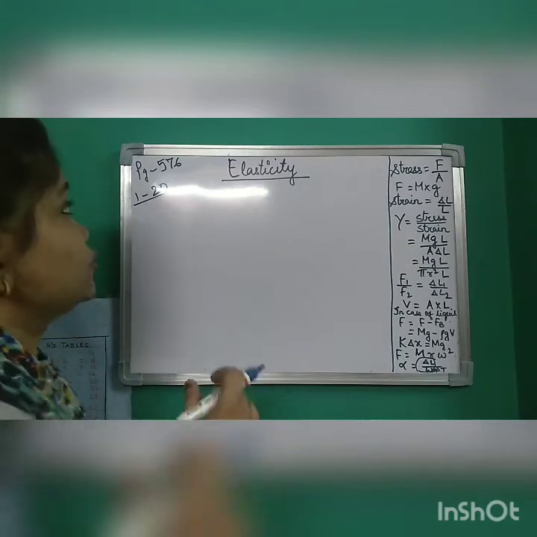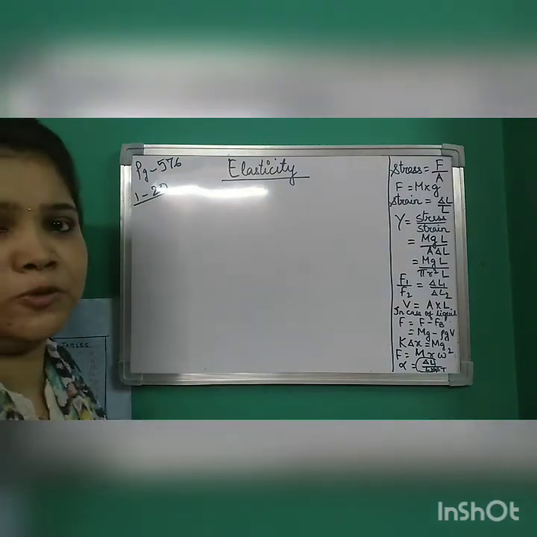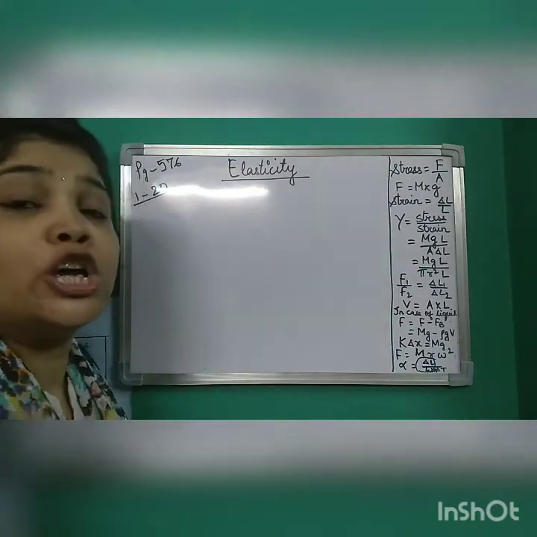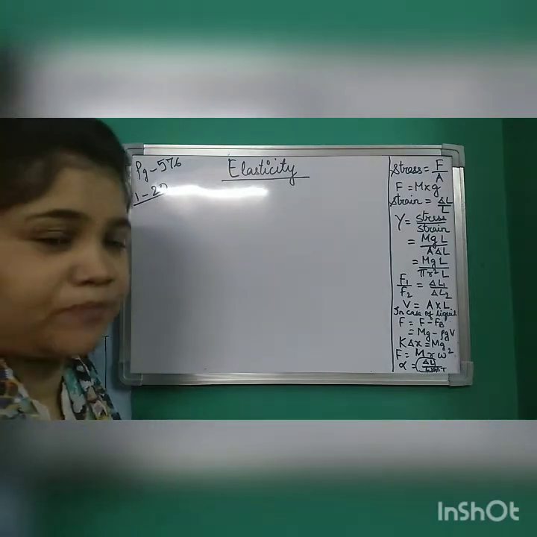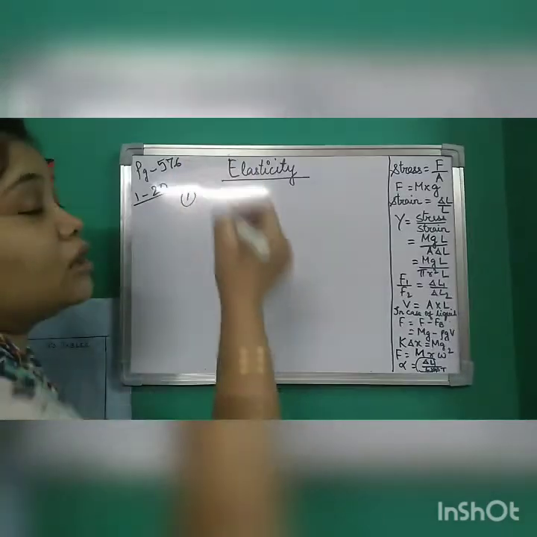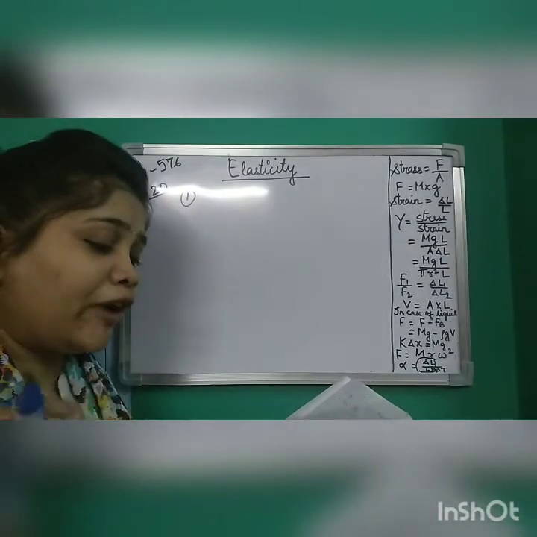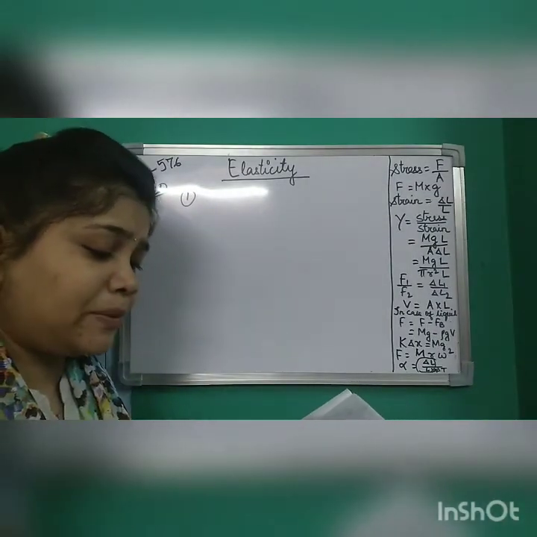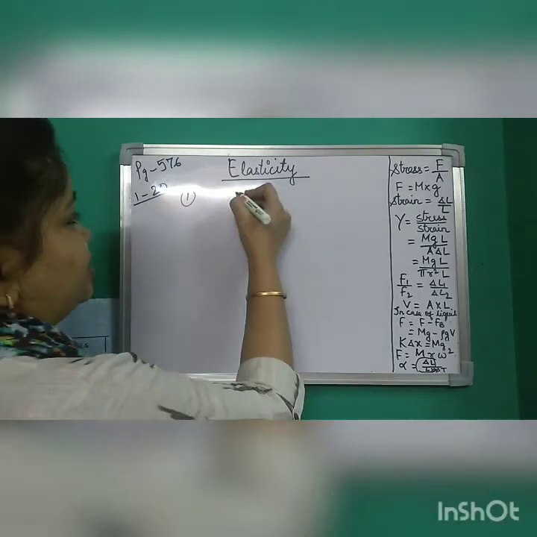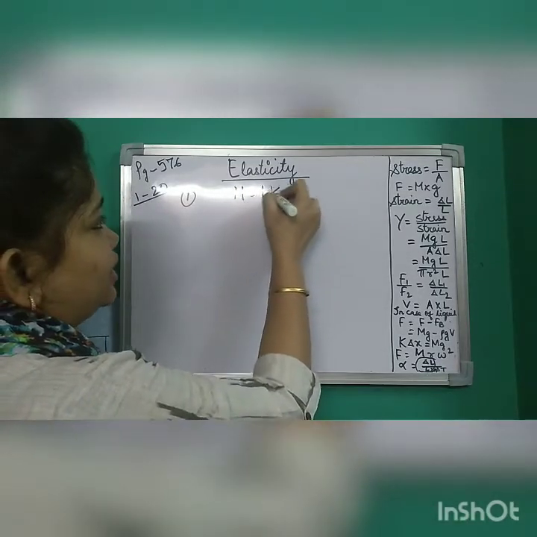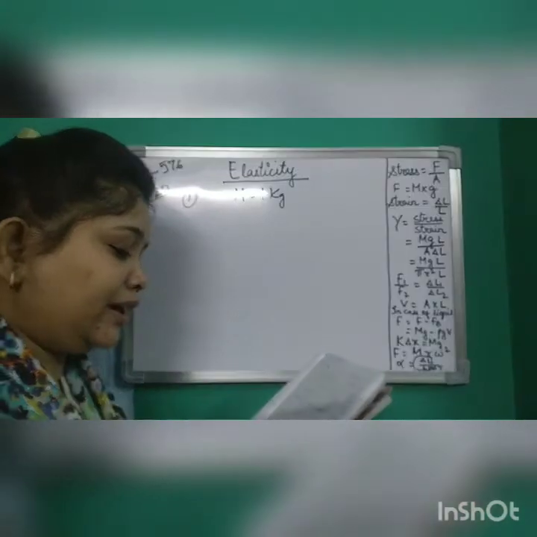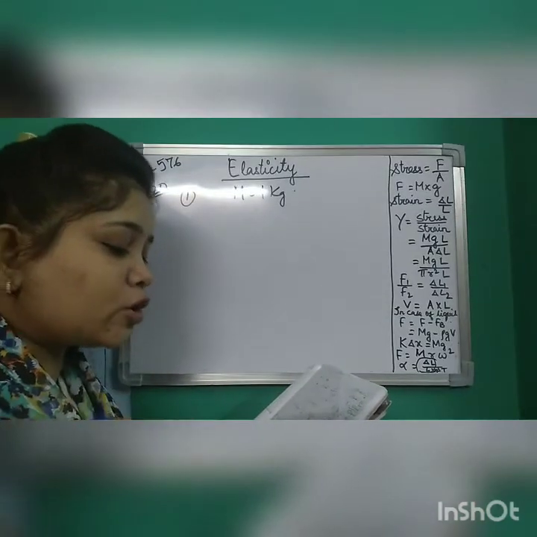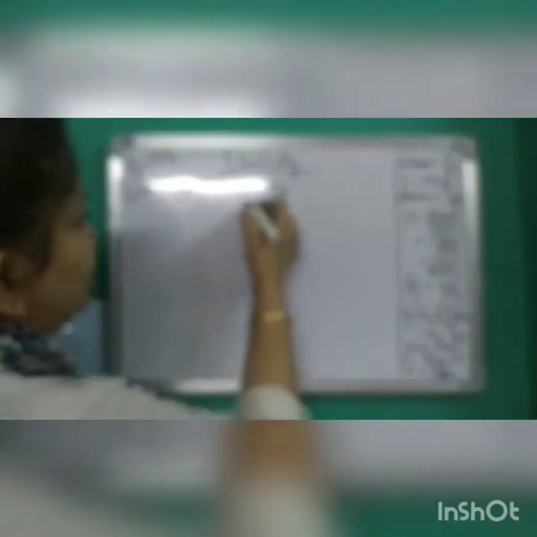So before you start the sums, please refer to page 576 of your Newton's class 11 physics book. Let's start with sum number 1. What is the sum given? A weight of 1 kg is suspended from the lower end of a wire of cross section 10 millimeter square. So the mass is given as 1 kg, and the area is given as 10 millimeter square.